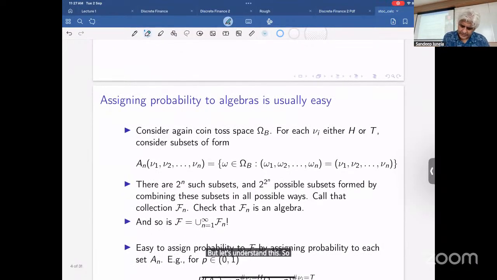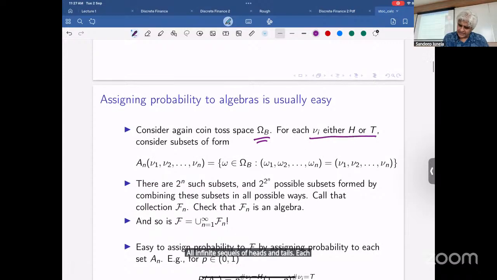So consider again our big sample space omega b, all infinite sequences of heads and tails. Each nu i is either heads or tails. And now consider sets of the following form. You specify nu1, nu2 through nu(n), heads or tails, some n-tuple sequence. And now you look at all omegas in your big sample space so that the first n outcomes, the first n coordinates, match nu1 through nu(n), right? This AN has a huge collection of omegas in it.